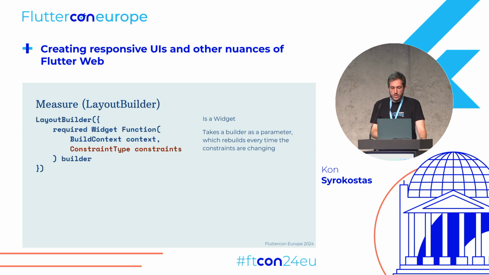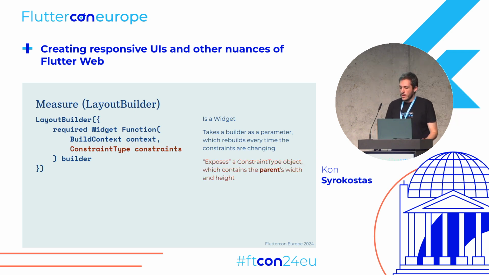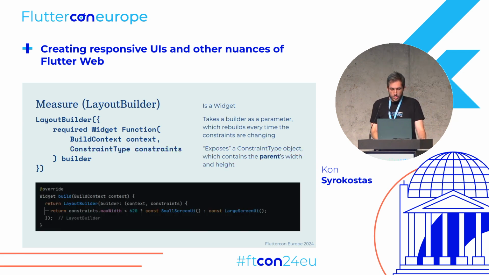This function exposes this constraints parameter, and this is another way to get the width and the height. An important difference here is that the width and the height is the width and height of the parent, not of the screen, which can be the same, can be different. We're gonna talk a bit more about it in the future. The code is still pretty simple. We return a layout builder here, which takes its lambda as a parameter, and we use again the width. We compare it to 620. We can return small or large screen depending on what's the case.